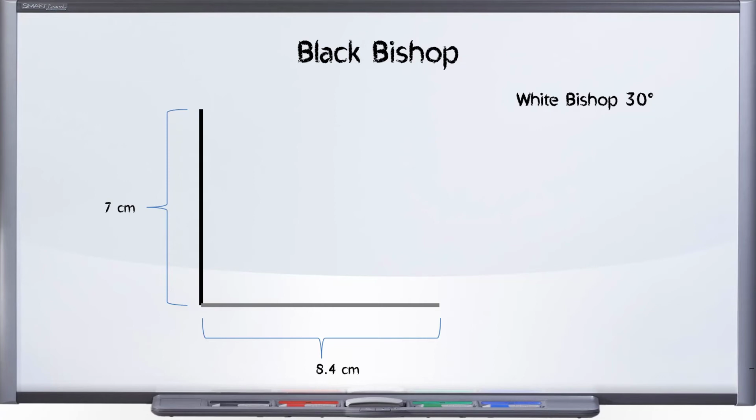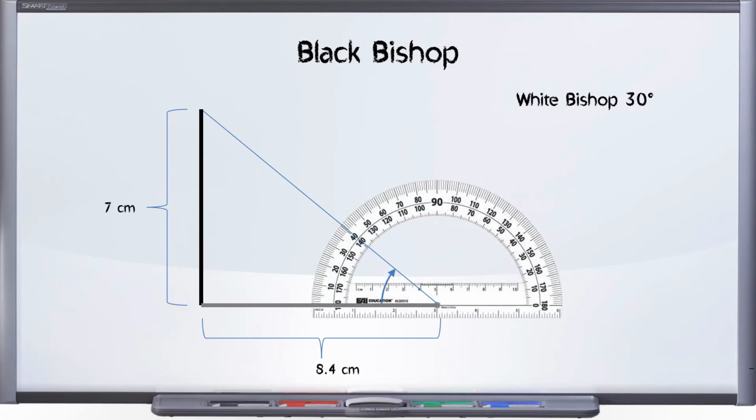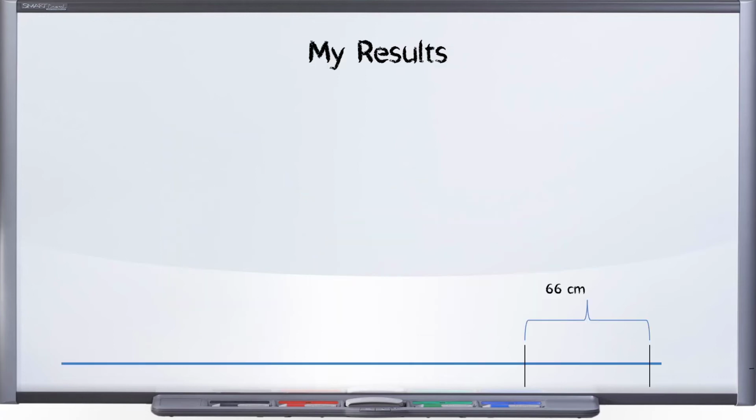Now I just need to connect those and measure my angle again. Bringing in my protractor, and this time I'm calling that 40 degrees. So the black bishop, I have measured now that the angle to the light source was 40 degrees. Okay, now that we've got those two angles, we bring it into the triangulation phase. So here we go, we're going to triangulate.